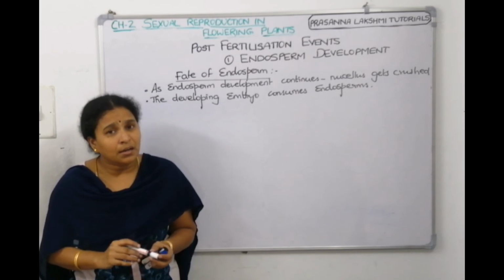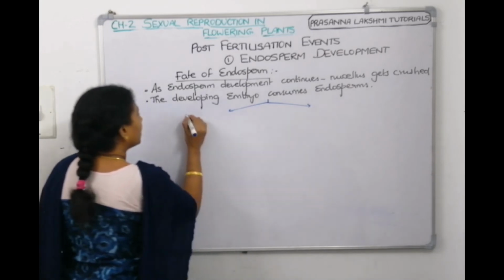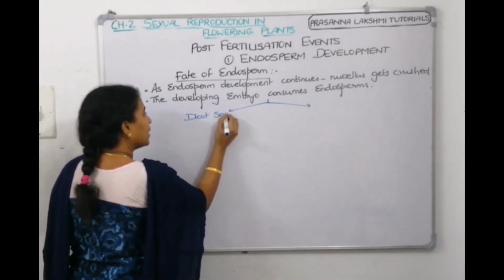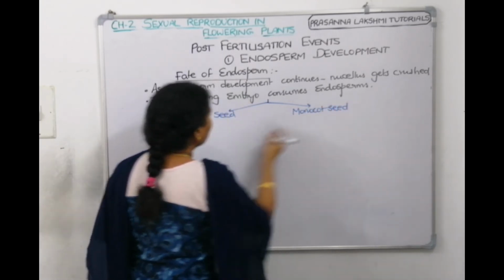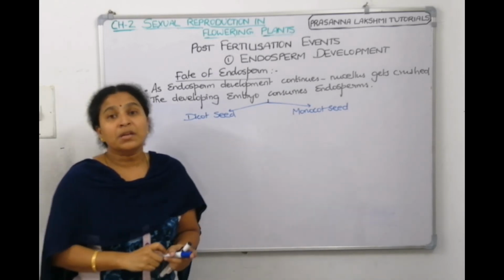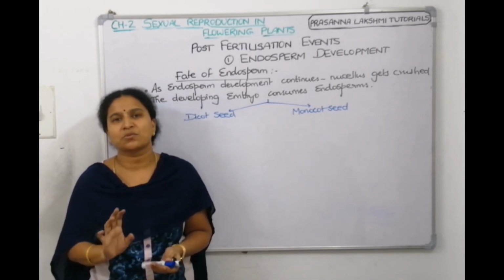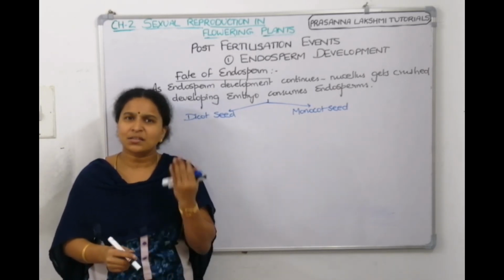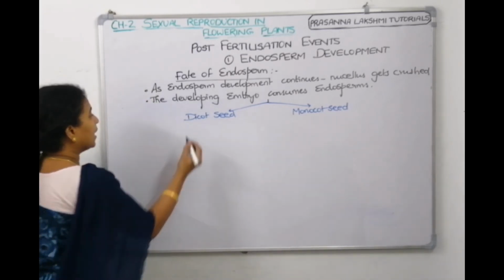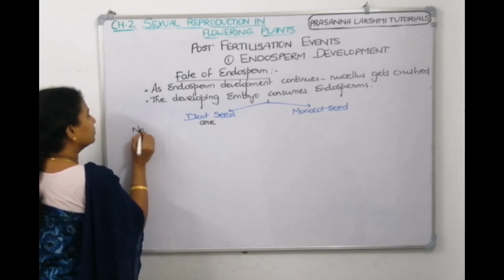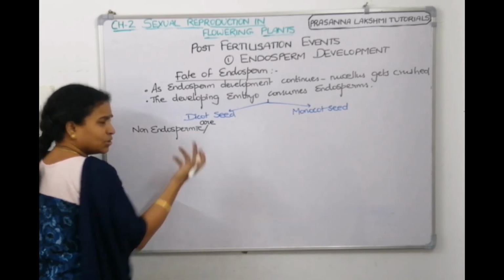Now, there are two types of seeds we know, monocot and dicot seeds. One is the dicot seed and the other one is the monocot seed. You know, the dicot embryo, during its development, will completely consume the endosperm. It will not leave little endosperm also. So, that is why dicot seeds are called non-endospermic, because they consume the endosperm.